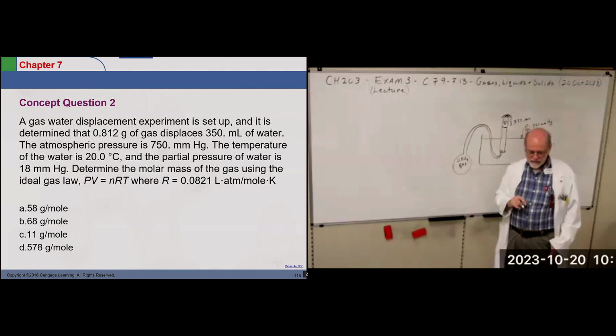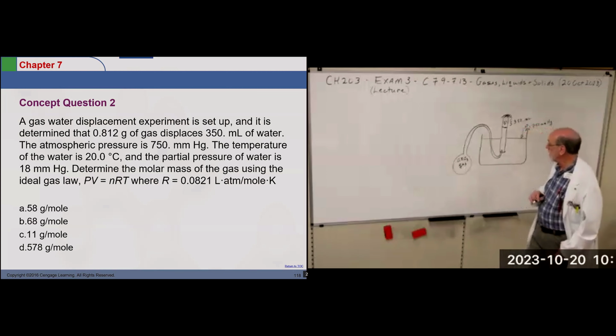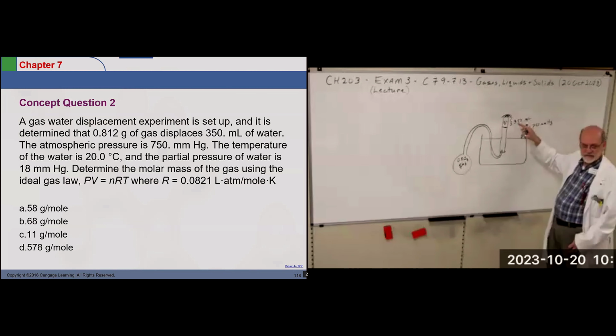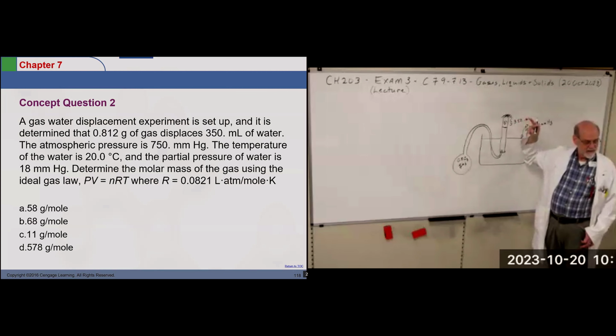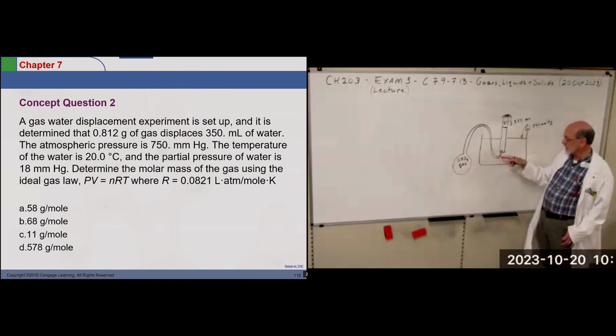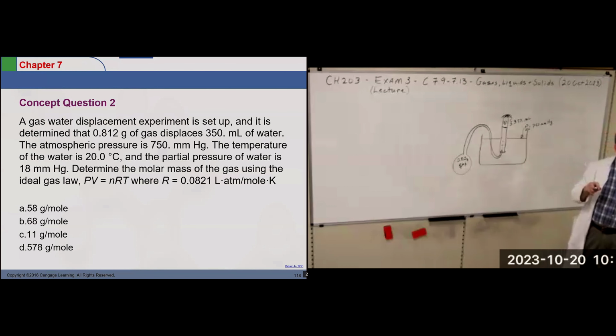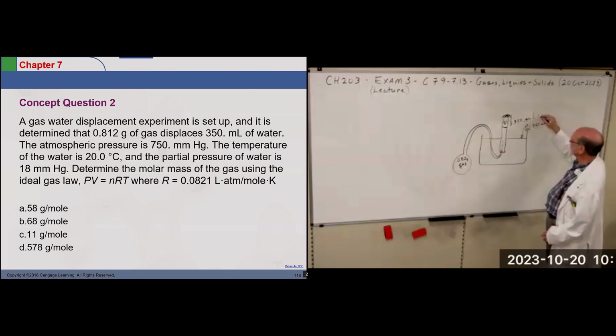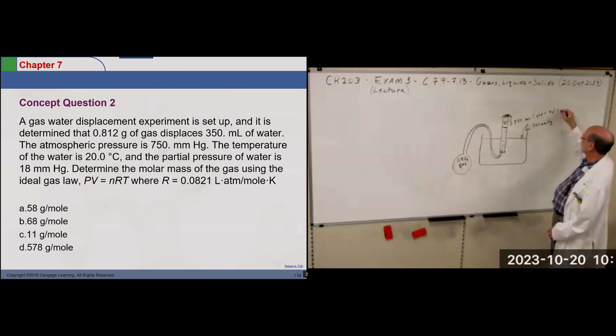Let's see. Partial pressure of water. All right. This space up here has what in it? It's got the gas. Yeah, sure. It's got the gas. But we bubbled it through water. It picked up water vapor in that gas. So up here, we have 350 milliliters of the gas plus water vapor.